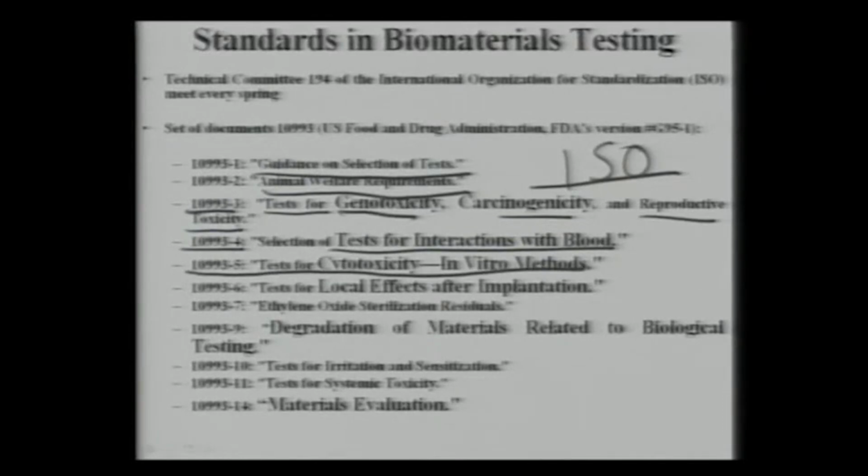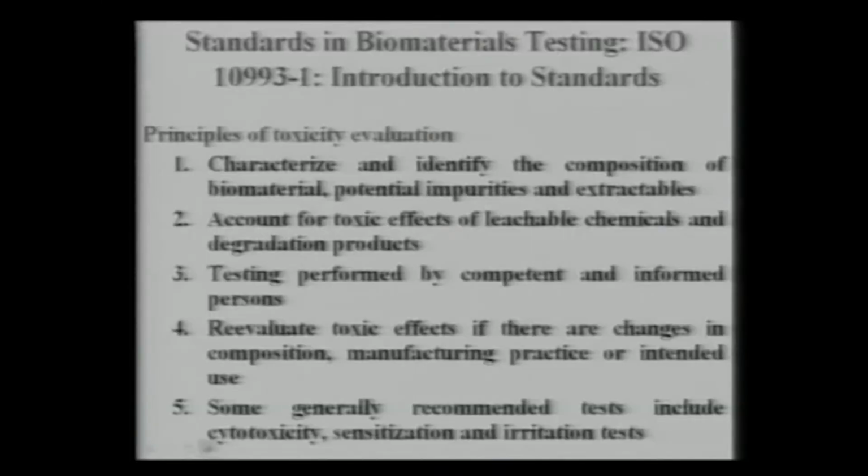All these documents essentially tell you the guidelines that you need to follow when you want to do a particular set of tests. Okay, we'll start with 10993-1, the set of guidelines which will tell you what tests you need to carry out for a specific application. Now the principles of toxicity evaluation essentially characterize and identify the composition of the biomaterial and the potential impurities and extractables.